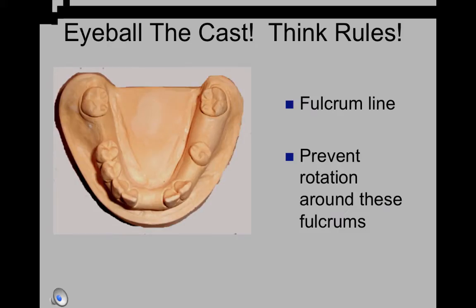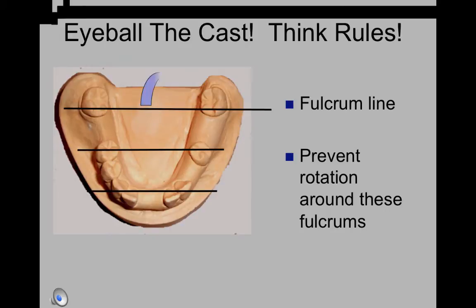Basically, we have these three possible fulcrum lines shown on the cast. You have to prevent rotation around two of these fulcrum lines by placement of direct retainers in front of the selected anterior fulcrum line and behind the posterior fulcrum line. You could go to the most anterior fulcrum line and place direct retainers on the mesiofacial of number 22 and 27, but that would not be very aesthetic, especially when you have a fulcrum line through the second premolars that you can use.